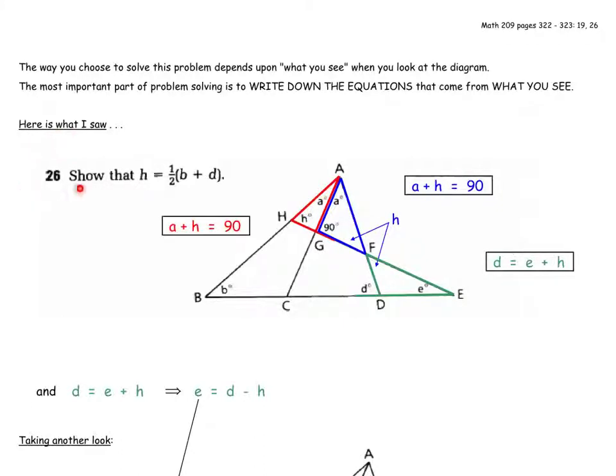Problem number 26 is much more difficult than the previous problem we worked on, number 19. Number 19 was fairly straightforward. Once you put in the letters, you wrote the equations, which were pretty obvious, and you were good to go. The problem that you have in number 26 is you have to find a needle in a haystack. And in order to do that, you have to find triangles that you can use for patterns.